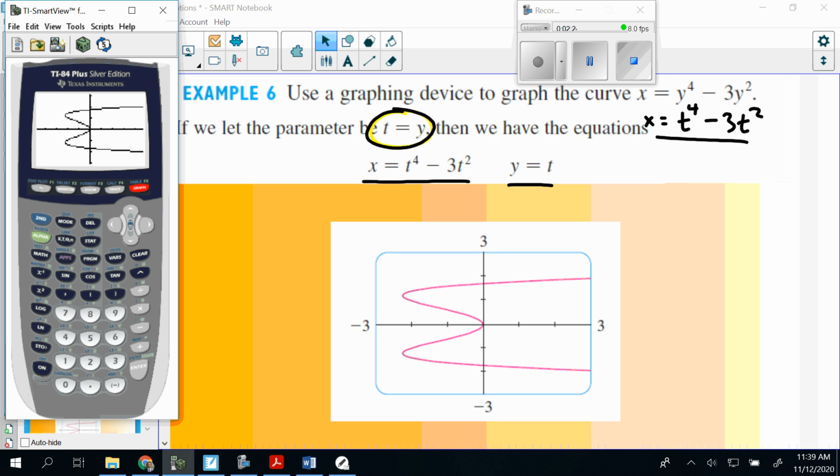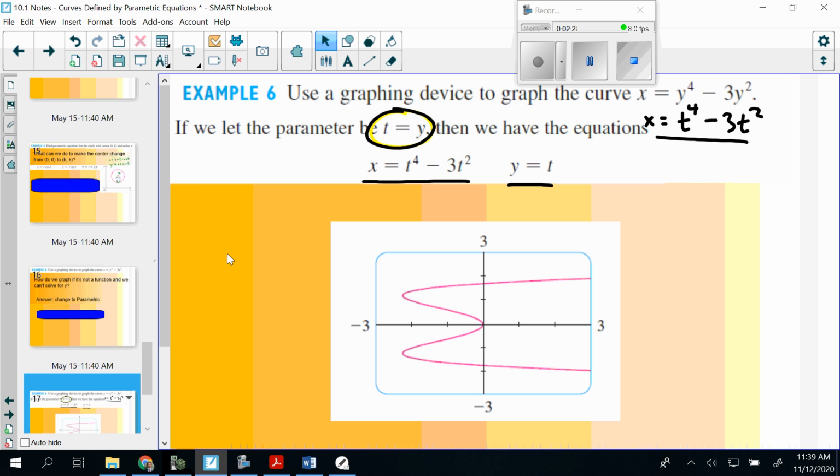So parametrics, if you've got a Cartesian equation that's not a function, but you still want to graph it on your calculator, it's possible by turning it into a parametric by setting y equal to t and then substituting in, and then you can graph it out. So that's how you can graph non-functions on your calculator.